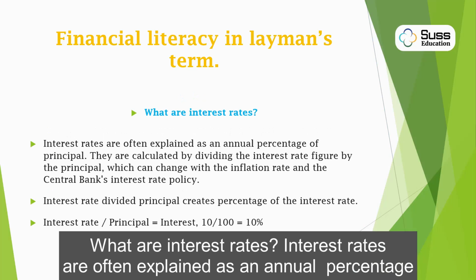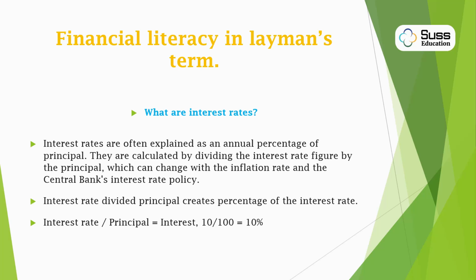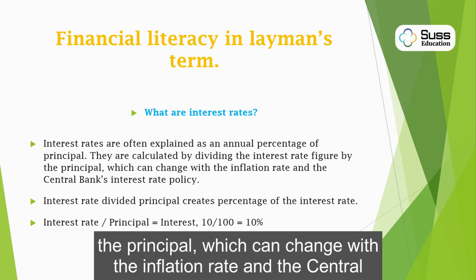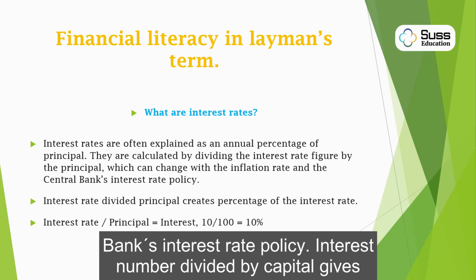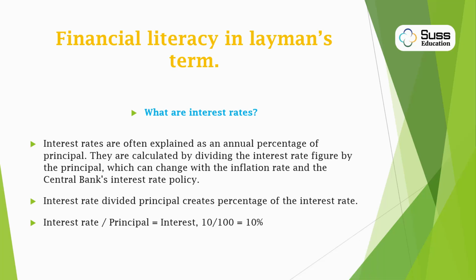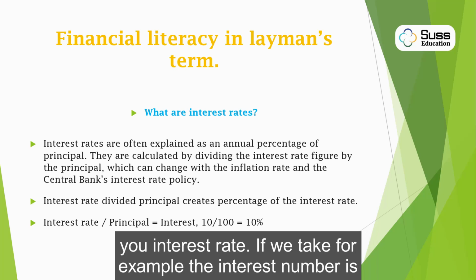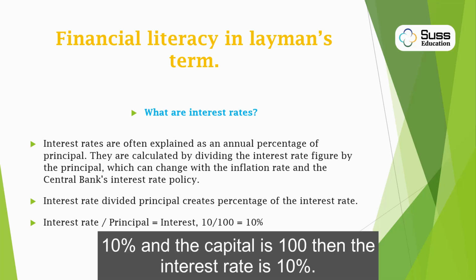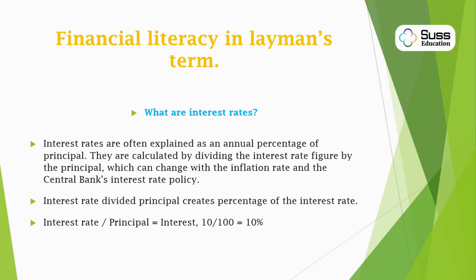What are interest rates? Interest rates are explained as an annual percentage of principal. They are calculated by dividing the interest figure by the principal, which can change with the inflation rate and the central bank's interest rate policy. Interest number divided by capital gives you the interest rate. If we take, for example, interest number 10 and the capital is 100, then the interest rate is 10%.